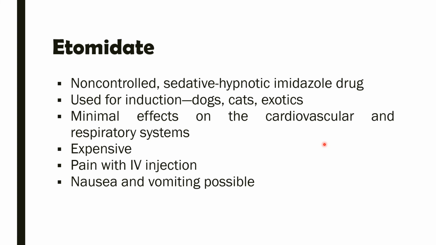For dogs, they usually receive an opioid as a pre-anesthetic agent, particularly methadone or morphine as a premed. Etomidate can also be mixed with fentanyl and administered IV over 2 to 3 minutes to effect. This drug has minimal effects on the cardiovascular system. It is quite expensive. It can induce pain with IV injection, and nausea and vomiting are also possible.